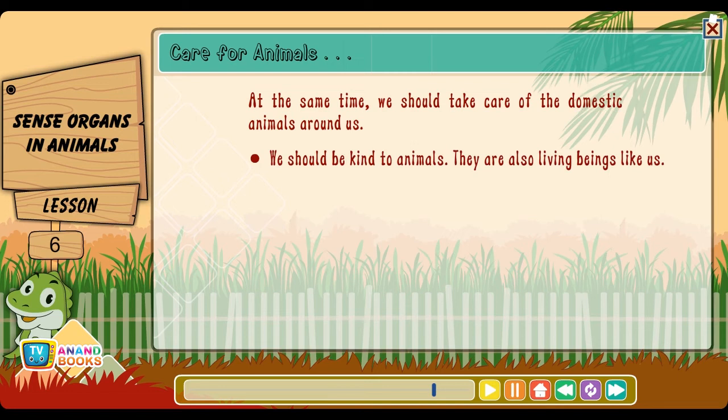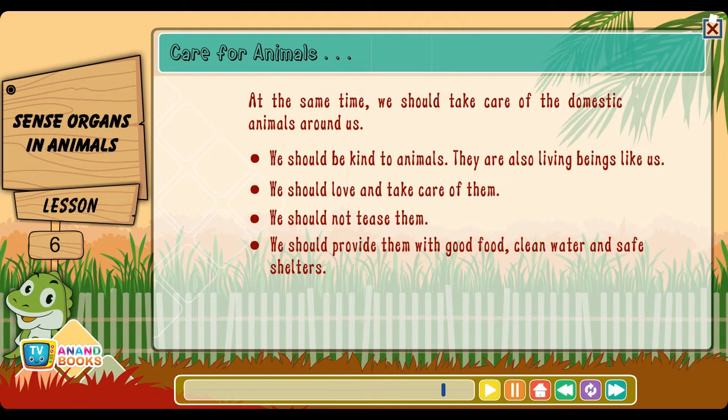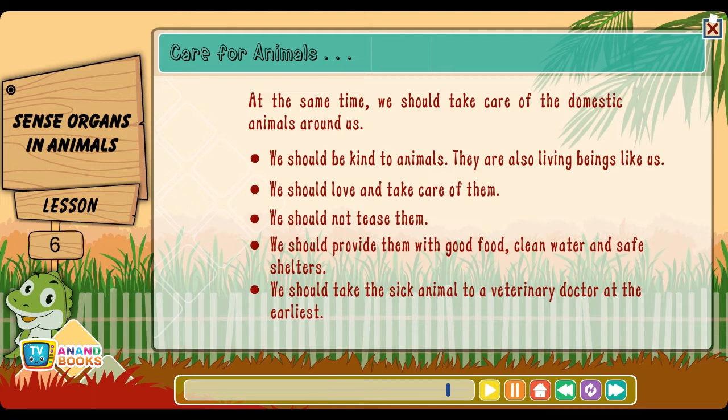We should be kind to animals. They are also living beings like us. We should love and take care of them. We should not tease them. We should provide them with good food, clean water, and safe shelters. We should take the sick animal to a veterinary doctor at the earliest.